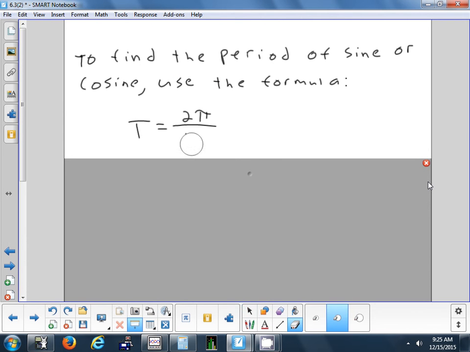That's the formula we're going to use to find the period. Normally it's 2 pi, but if we put in b, we're going to take 2 pi divided by b, and that will tell you the new period. If b is less than 1, it causes it to stretch. If b is more than 1, it will compress.